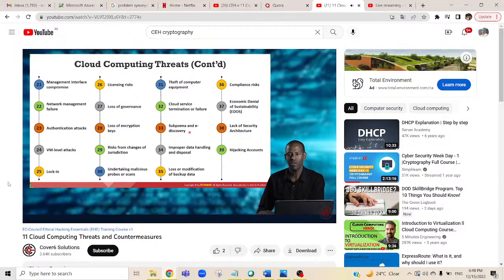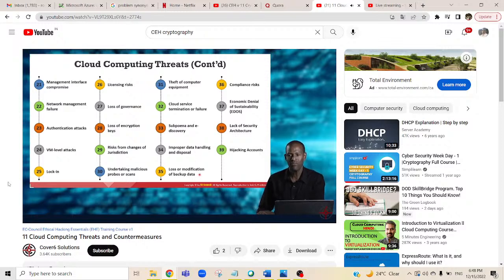Subpoenas or e-discovery. There could be a subpoena that somehow now encompasses your data, your information in the cloud. Improper handling of data and disposal. So your cloud service provider says, all right, well, we're finished with that server. Let's go ahead and sell it on eBay. And it has your information on it because it was improperly disposed of.